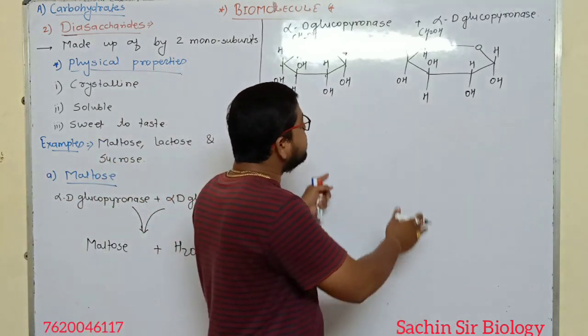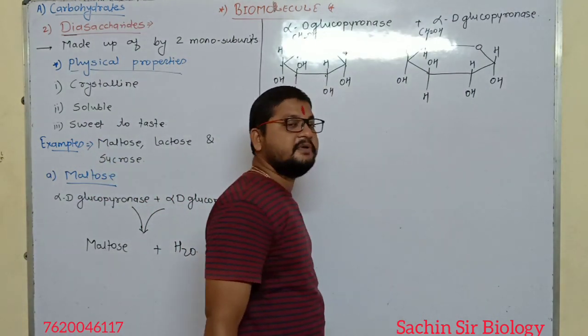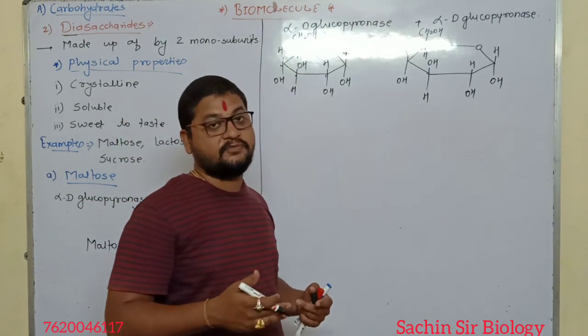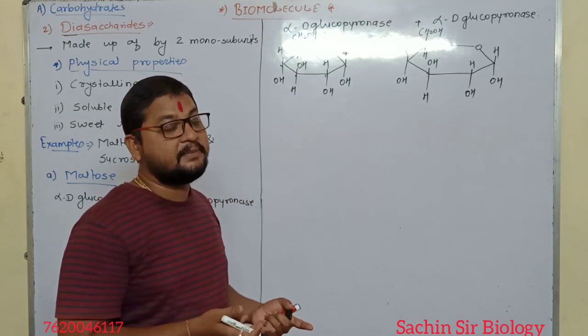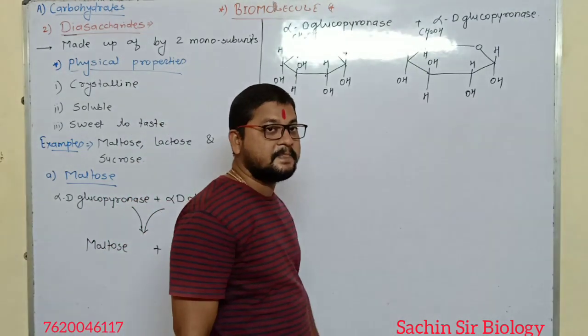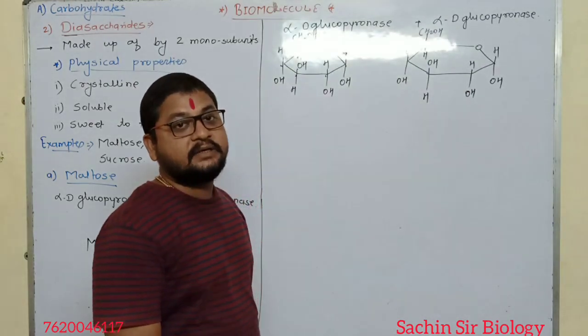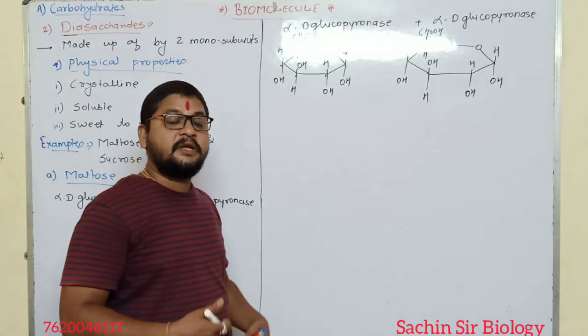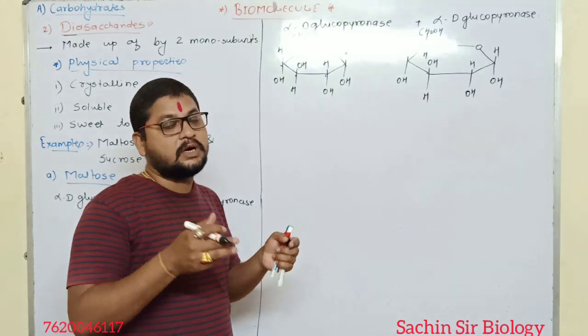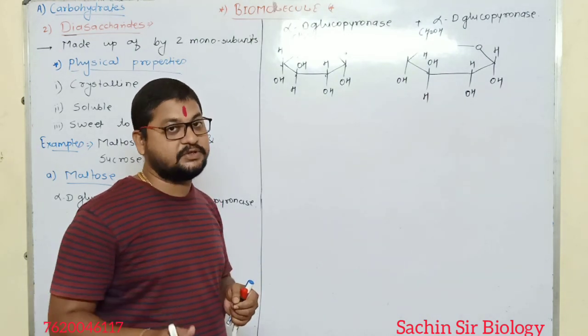Now, how do these monosaccharides bond with each other? How does a linkage form between them, and how is this glycosidic bond produced? Okay, now understand. At the time of formation of a disaccharide, when two monosaccharide molecules come closer to each other, dehydration takes place.